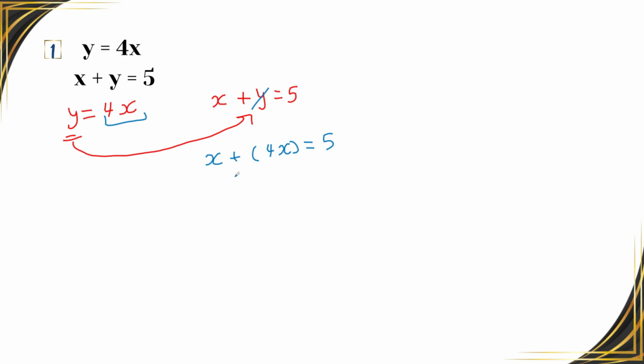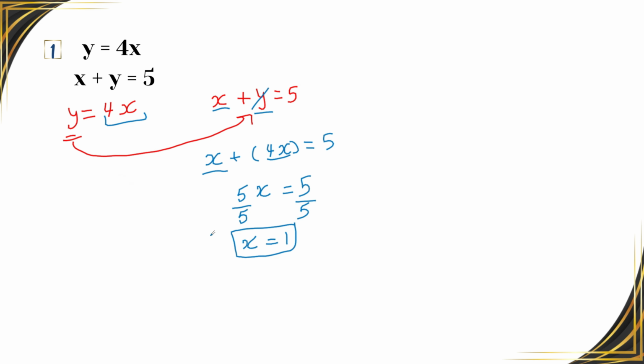Why did we do that? Because when you have two variables, you can't solve the equation. You should make it one single variable, not two different variables like x and y. Now we have just x and x. In this case, we can combine like terms. x plus 4x will be 5x equals 5. Now, how can we cancel this 5? Divide by 5, divide by 5, then x equals 1.